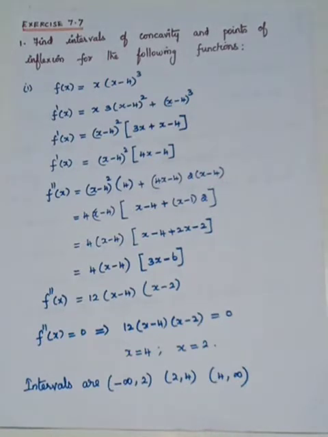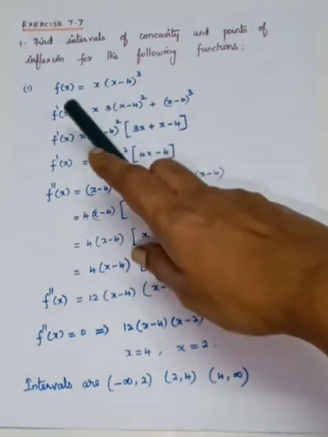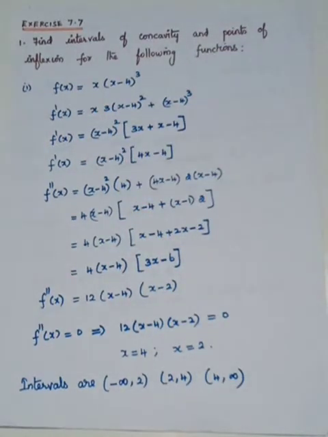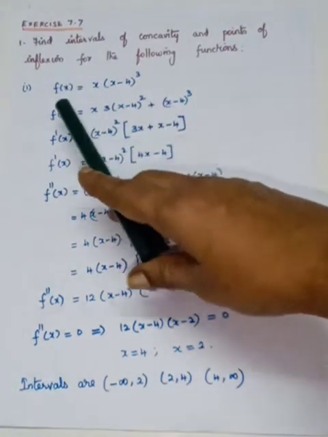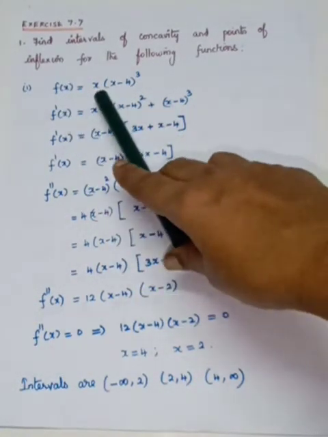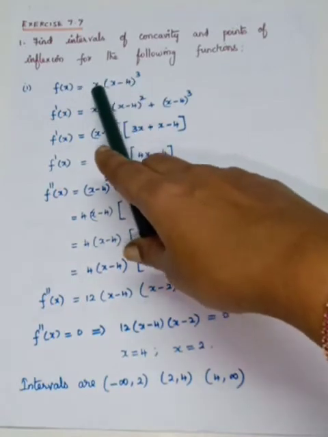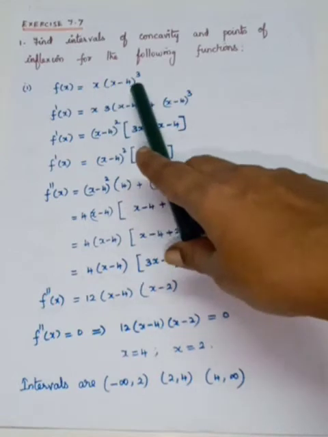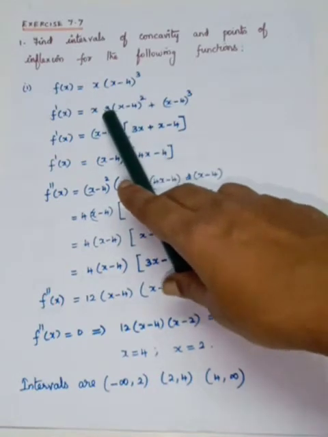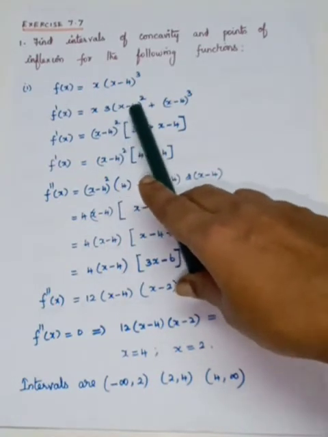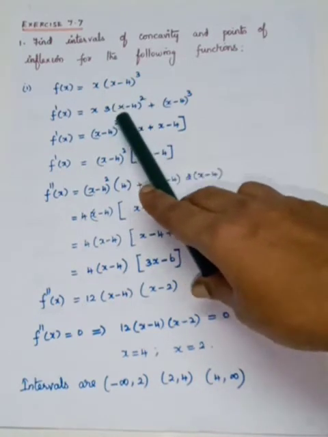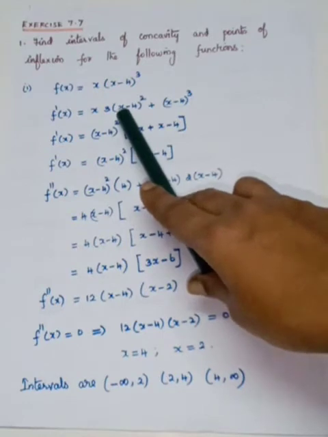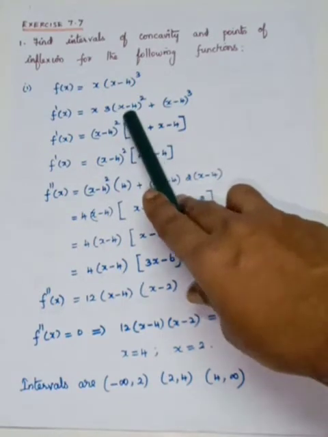So the first step, you have to find the first derivative. You see that here f of x is equal to x into (x minus 4) the whole cube. So you have to find your first derivative. Here you have to use the product rule. First, x is kept as it is, and (x minus 4) the whole cube, using the chain rule you have to differentiate. So that is 3 (x minus 4) the whole square, and x minus 4 has to be differentiated. The differentiation of x is 1 and the differentiation of minus 4 is 0.